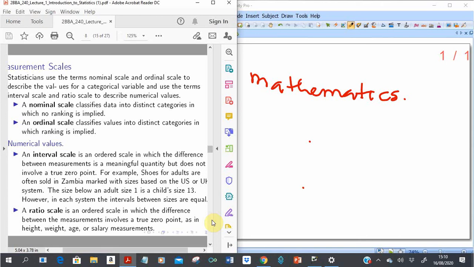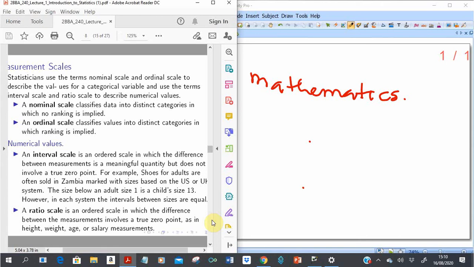Now, an interval scale is an ordered scale in which the difference between measurements is a meaningful quantity, but does not involve a true 0 point. An example is shoe sizes. We have shoe sizes for children and shoe sizes for adults.